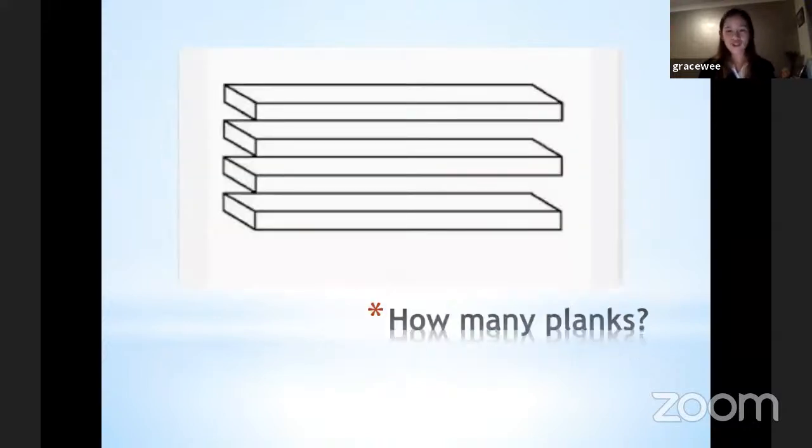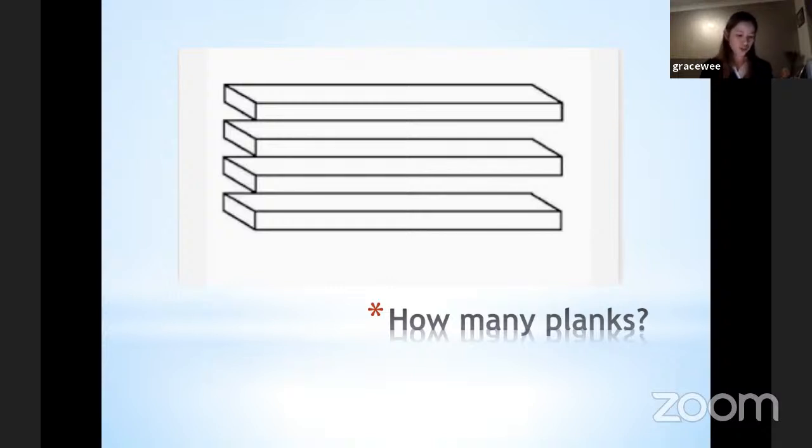How many planks do you see? Okay, so type in the chat box, guys. How many planks do you see? All right, there is no right or wrong answer. It is an optical illusion. So congratulations to the guys who guessed optical illusion.